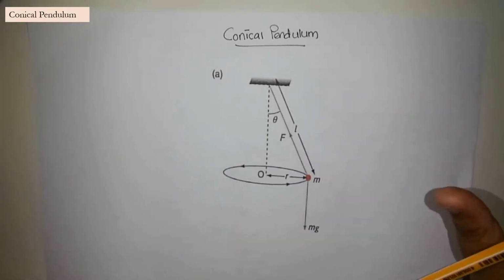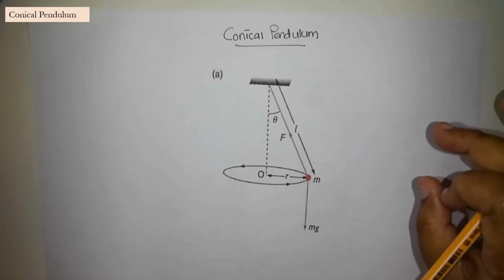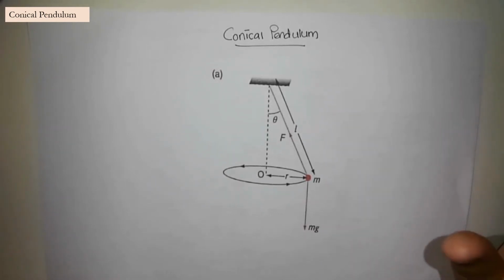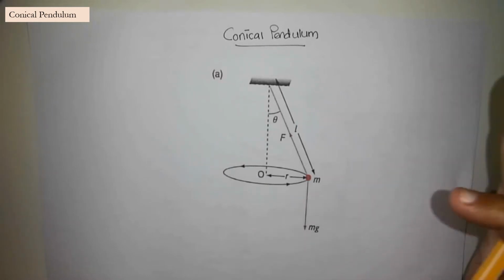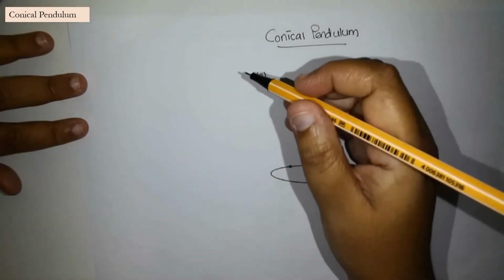Let's look at the conical pendulum. Now we know the concepts of these quantities in circular motion. We are just now learning how to apply the concept in some examples, and for now it is about the conical pendulum.